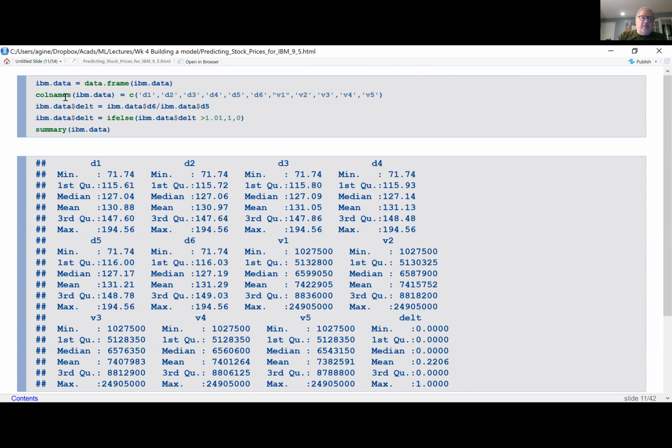So I make my data into a data frame. I give all the columns names, D1 through D6 for day 1 through day 6, and V1 through V5 for the 5 days of volumes. Now, we're interested in whether the returns on day 6.